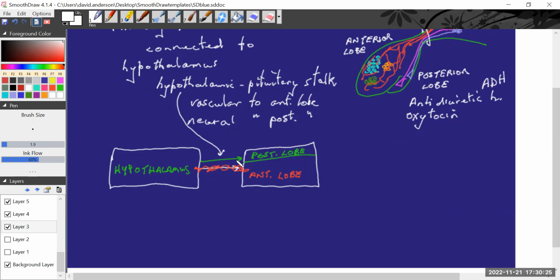So this green line just really represents an axon that travels from the hypothalamus to the posterior lobe of the pituitary gland. So this whole thing is pituitary. Does that make sense so far?